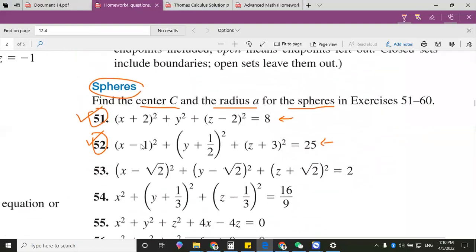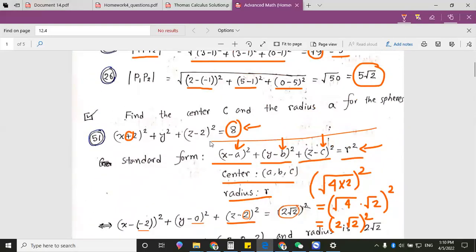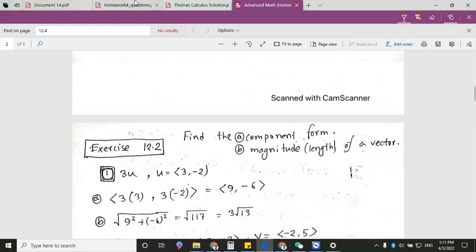We have this equation, right? x minus 1 whole square plus y plus 1 by 2 whole square. We have to convert this to our general form. So I write it this way: x minus 1 whole square plus y minus half whole square plus z minus 3 whole square. You can see our center is 1, minus half and minus 3, and we can convert 25 to 5 squared, so our radius is 5. This is the standard form for any sphere, where the center is ABC and R is our radius. So let's continue to the next question, 12.2.